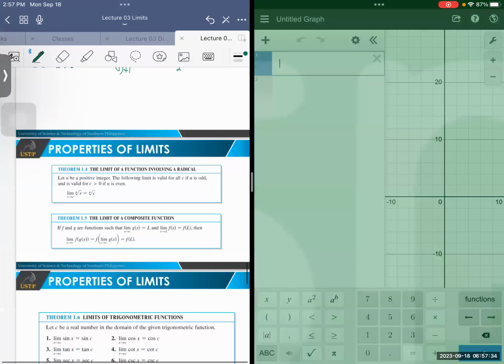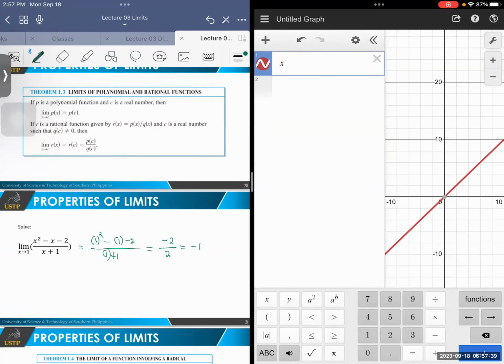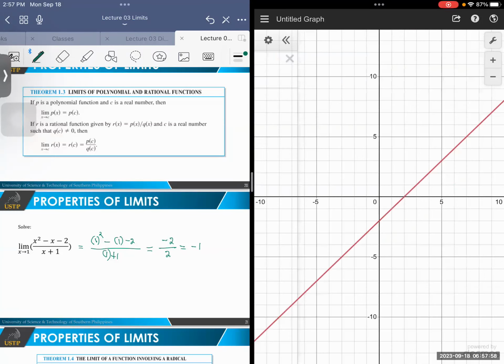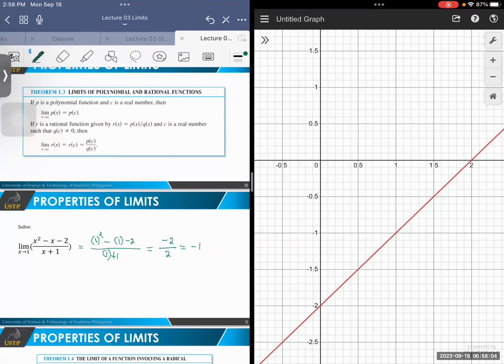So, that is x squared minus x minus 2, and the denominator is x plus 1. And we want to get the value class of the limit of this function as x approaches 1. X approaches to 1 na class. As you can see from both the left and from the right side, it approaches a certain value which is negative 1.